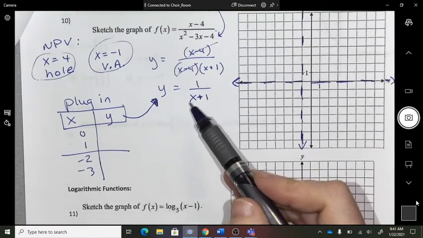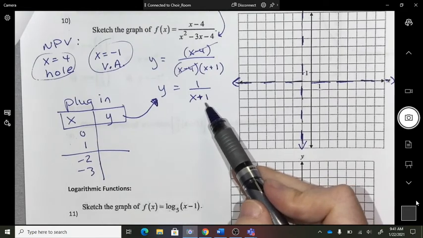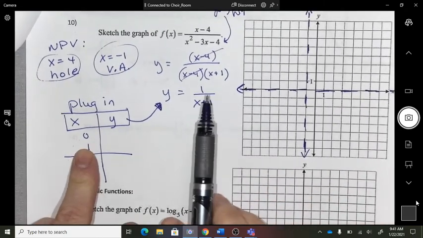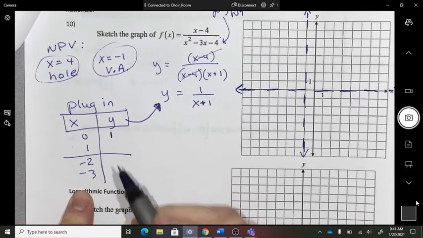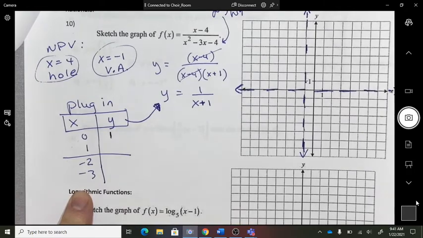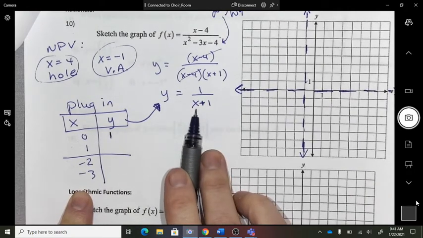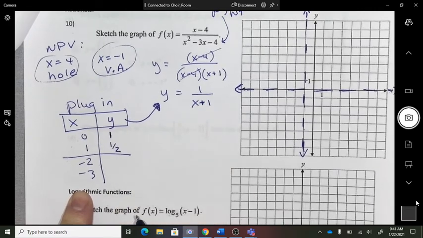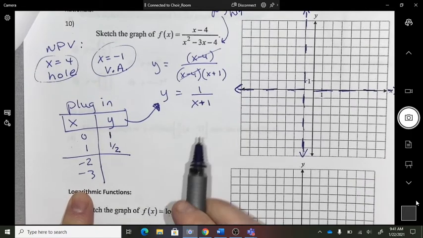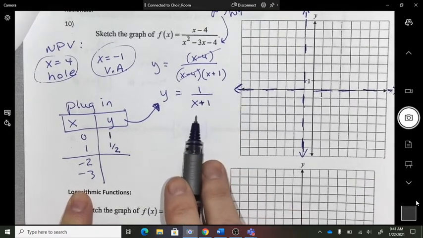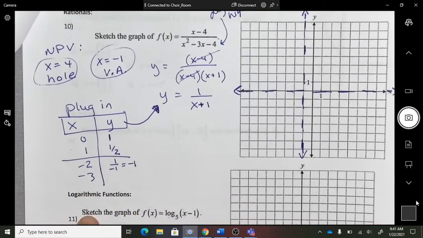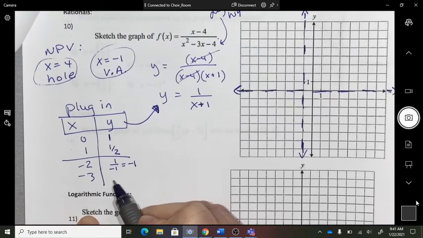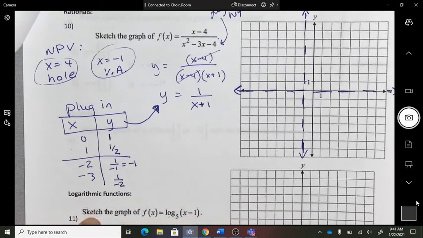Where am I actually plugging it in? To this. Okay, you ready? Plugging in a 0 creates 1/1. Plugging in a 1 on the bottom makes 1/2. If I plug a -2, it creates 1/-1, which is just -1. 1/-2 for that one.